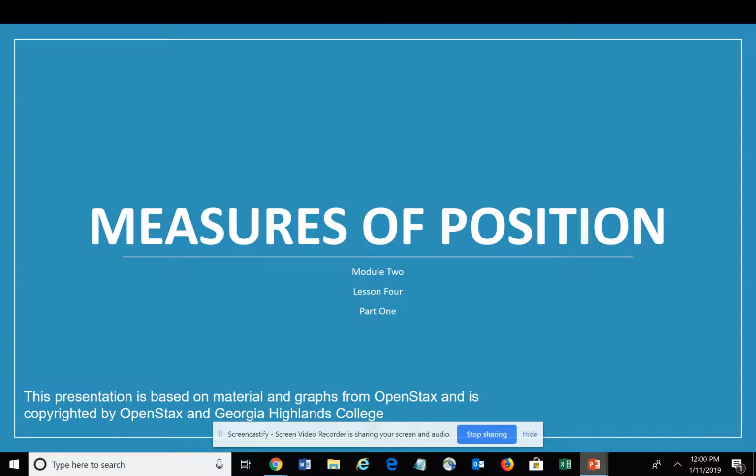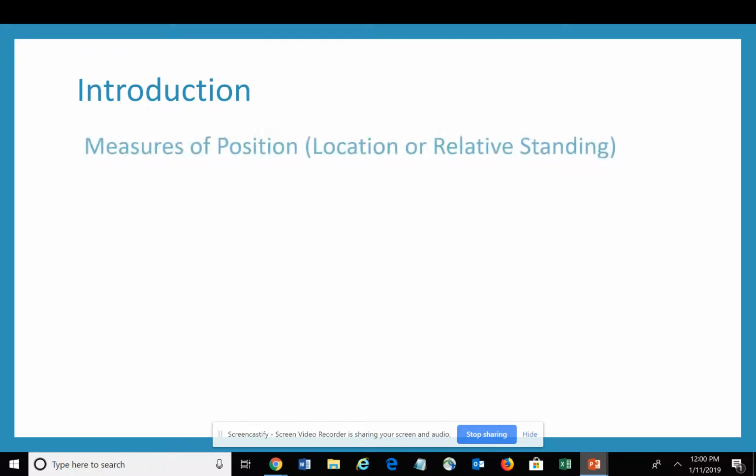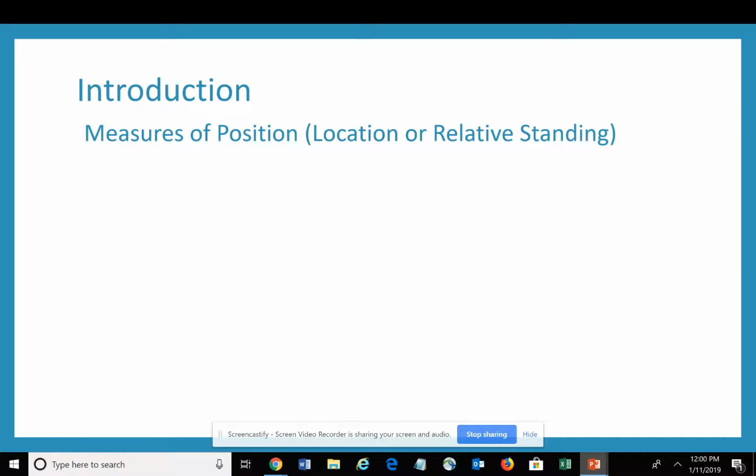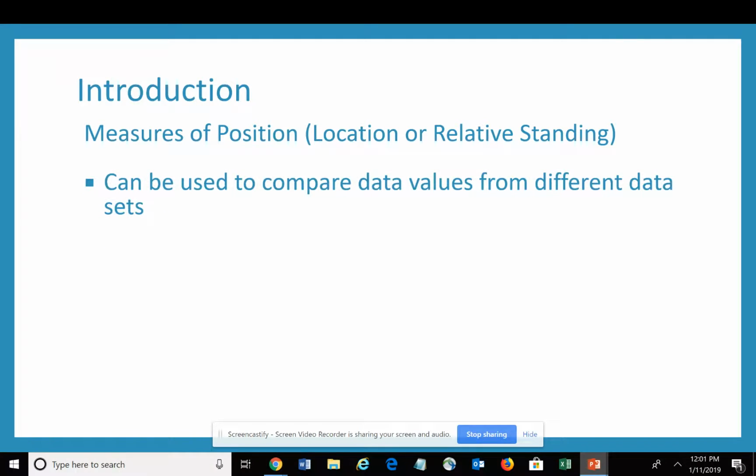This is Module 2, Lesson 4, Part 1, and we're going to be talking about measures of position. Measures of position are also referred to as measures of location or measures of relative standing. Oftentimes, it depends upon the researcher or the textbook author that you're using as to what terminology is used. Measures of position are used to compare data values from different data sets, even if you have different measurement units.